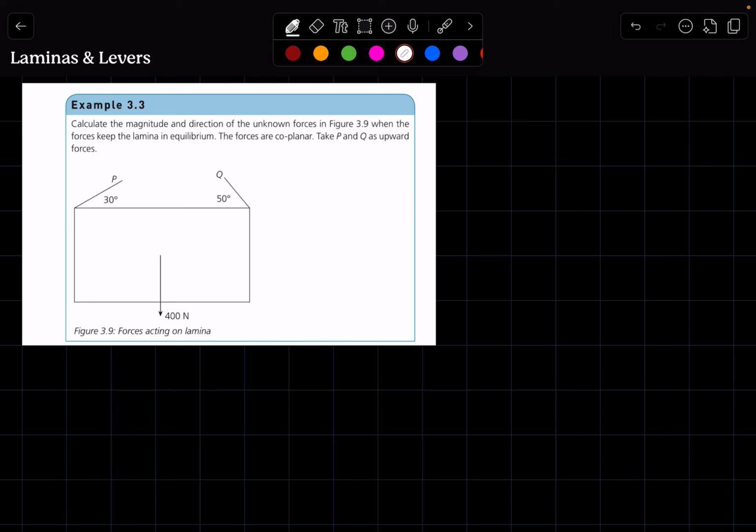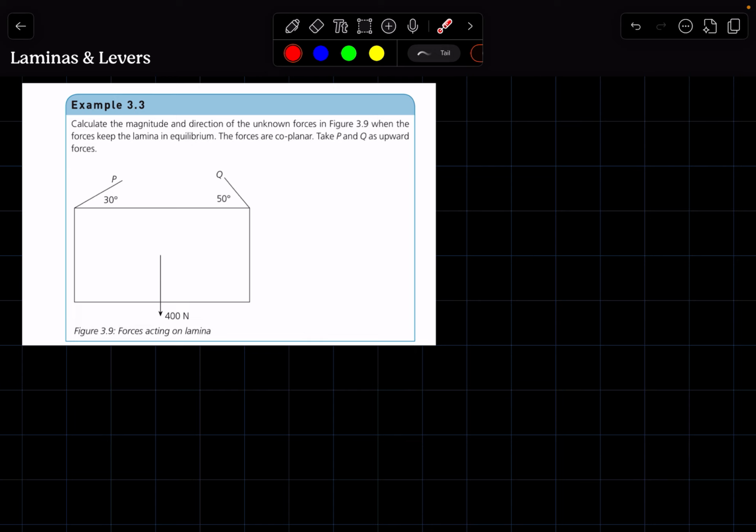Let us have a look at a problem that will help us get an idea as to how we approach problems based on laminas. All right, now let's consider this lamina in figure 3.9. The problem statement reads: calculate the magnitude and direction of the unknown forces in figure 3.9 when the forces keep the lamina in equilibrium. Right, when the forces keep the lamina in equilibrium.